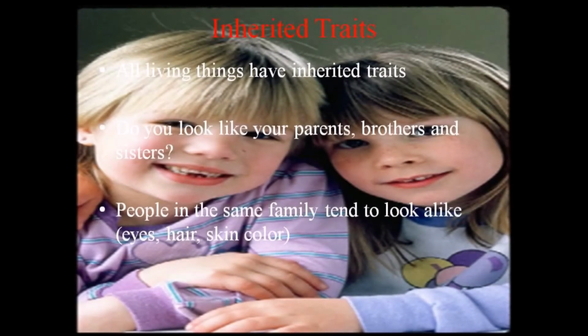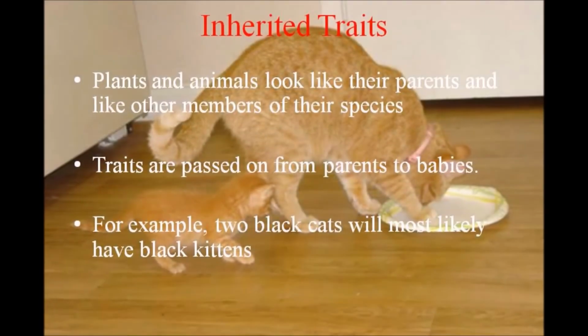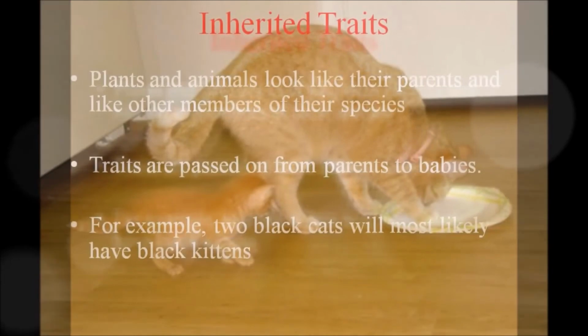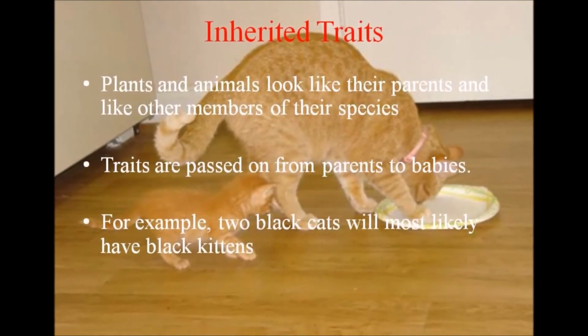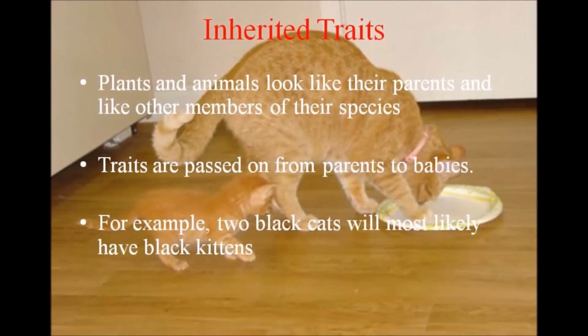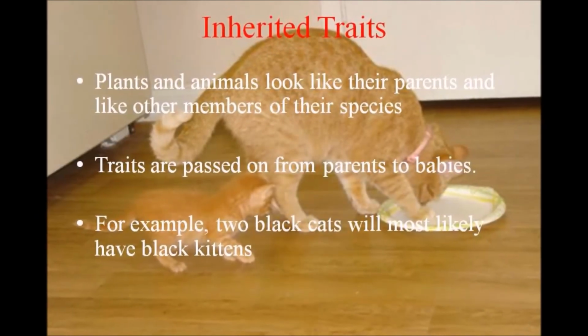Inherited traits. All living things have inherited traits. You look like your parents, brothers and sisters. People in the same family tend to look alike: eyes, hair, skin color. Plants and animals look like their parents and like other members of their species. Traits are passed on from parents to babies. For example, two black cats will most likely have black kittens.